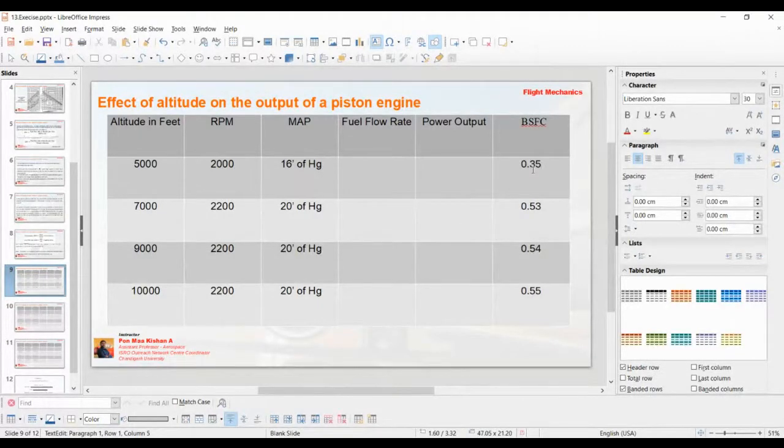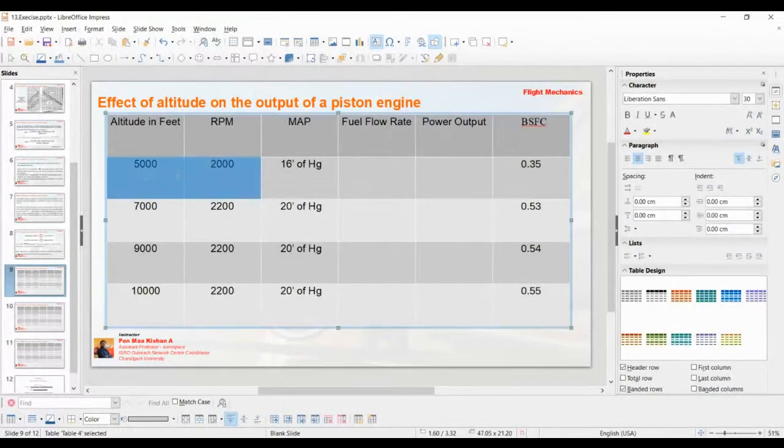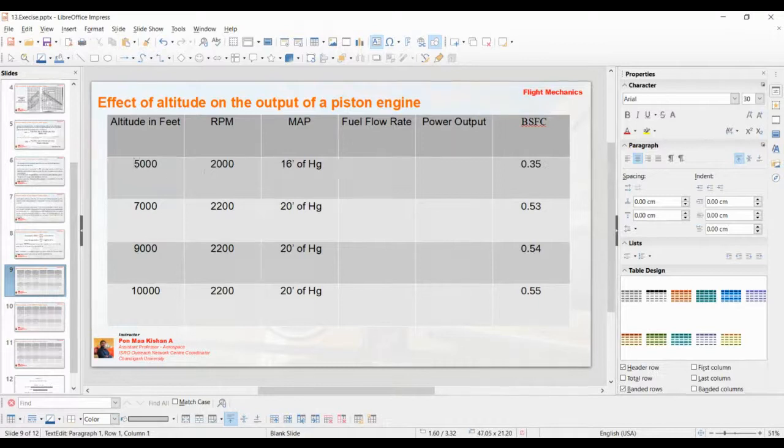If it is giving 0.35, that indicates that for the parameters I have chosen at 5000, when the pilot is flying at 5000 feet, he has to maintain the RPM of 2000 and an inlet pressure of 16 inches of mercury. Then our specific fuel consumption will be good, our aircraft performance will be good, and it can fly for a longer duration. The endurance of the flight can be determined easily. Clear with that? According to that, we get the fuel flow rate and power output. Specific fuel consumption gives that factor.